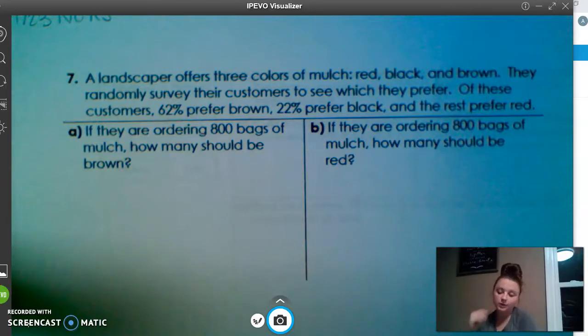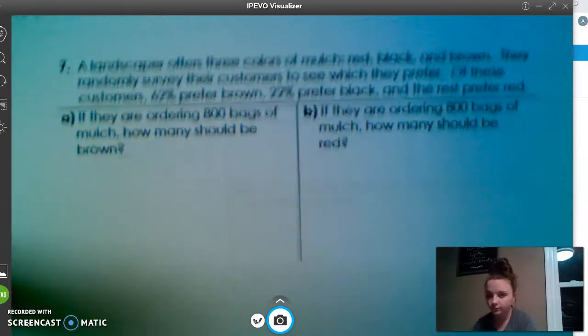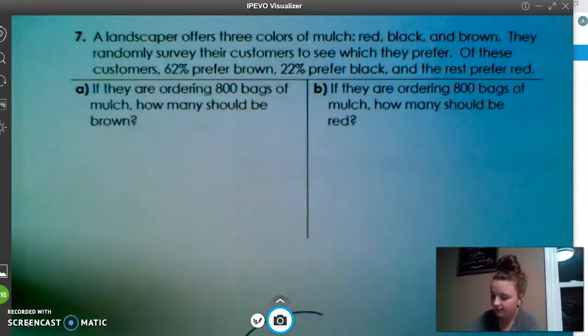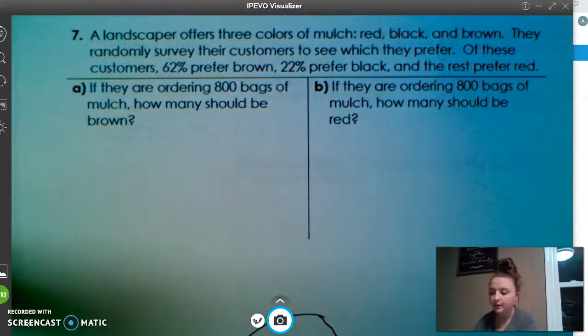So if we were to draw a pie chart, so I'm going to draw a pie chart. And it's based on percents, okay? You can't see that.